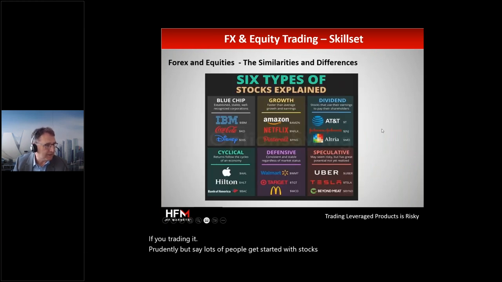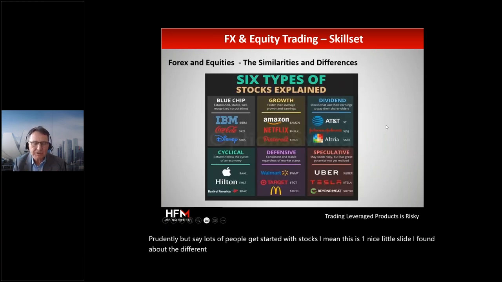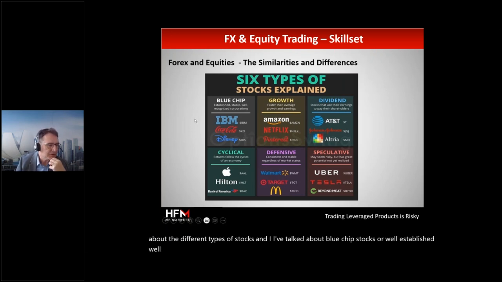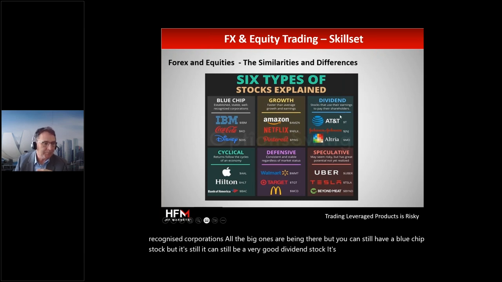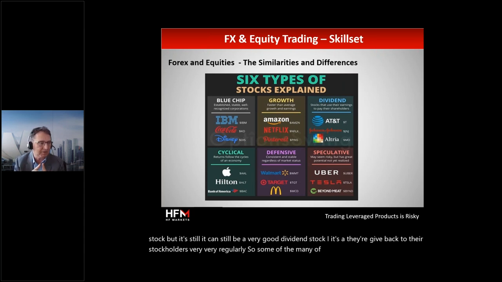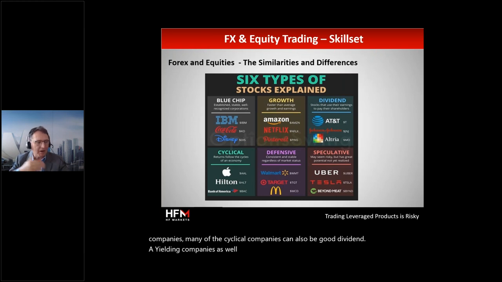This is a nice little slide I found about the different types of stocks. I've talked about blue chip stocks, or well-established, well-recognized corporations. All the big ones would be in there. But you can still have a blue chip stock that is a very good dividend stock, which gives back to its stockholders very, very regularly. Many of the pharmaceutical companies, and many of the cyclical companies, can also be good dividend yielding companies as well, as can defensive stocks, those that aren't really affected by the cycles in the economy.